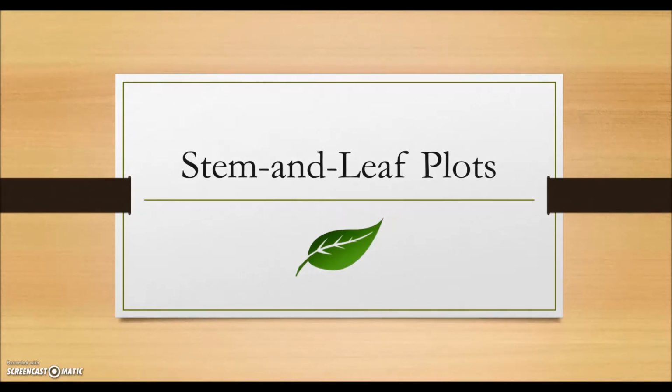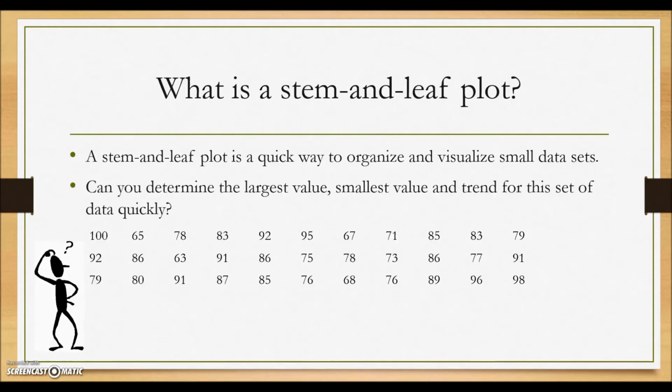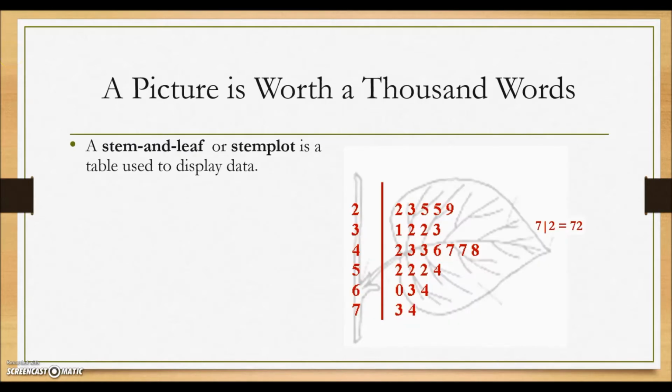Stem and leaf plots. A stem and leaf plot is a quick way to organize and visualize small data sets. Can you determine the largest value, smallest value, and trend for this set of data quickly? A stem and leaf, or stem plot, is a table used to display data.